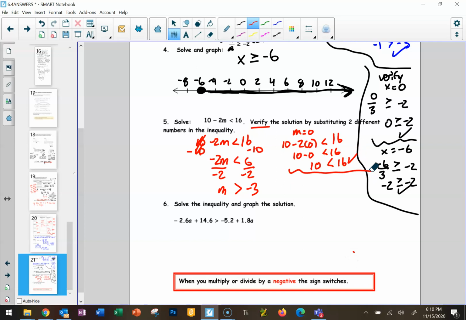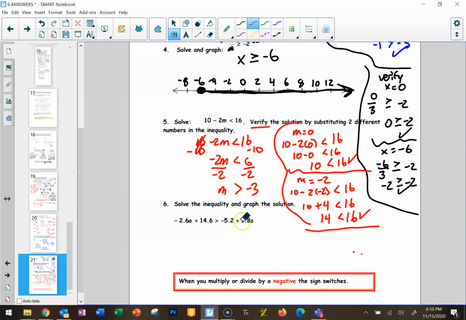And let's also test with negative 2. So we'll check with negative 2, and so it would be 10 minus 2 times m, which is negative 2. Is that less than 16? We've got 10, and then we've got minus 2 times a negative, so that actually becomes positive. So that's 10 plus 4. Is that less than 16? Yes, 14 is still less than 16, so that checks out. So we verified, and everything's good.